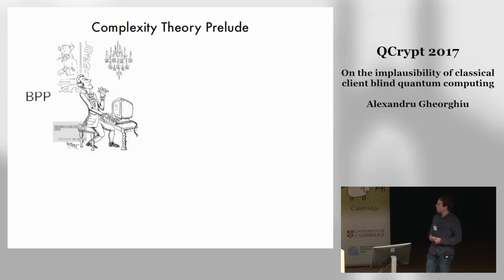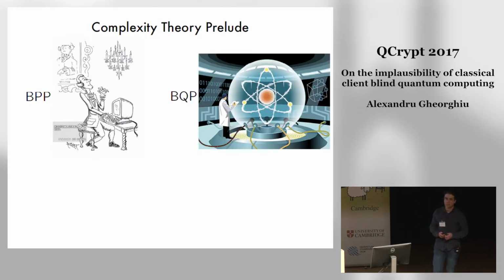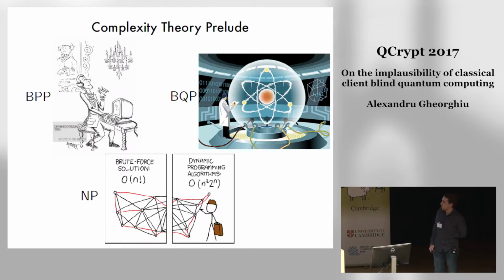So I'll refer to BPP as the set of those problems that can be solved efficiently by a classical computer. And by efficiently, I will always mean can be solved in polynomial time in the input size. BQP is the analogous class for quantum computers, so what can be solved efficiently on a quantum computer. And lastly, NP is the class of problems for which we can verify a solution efficiently. We can check the solution efficiently.